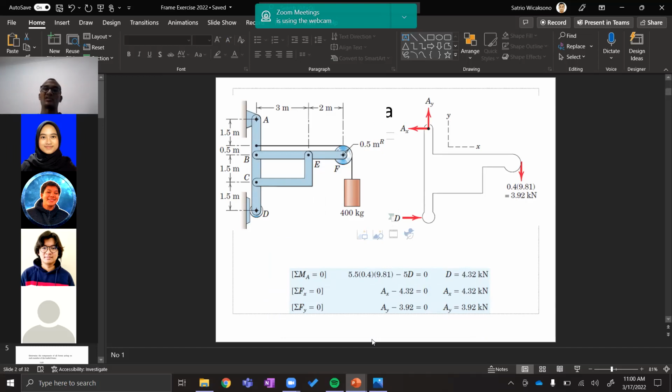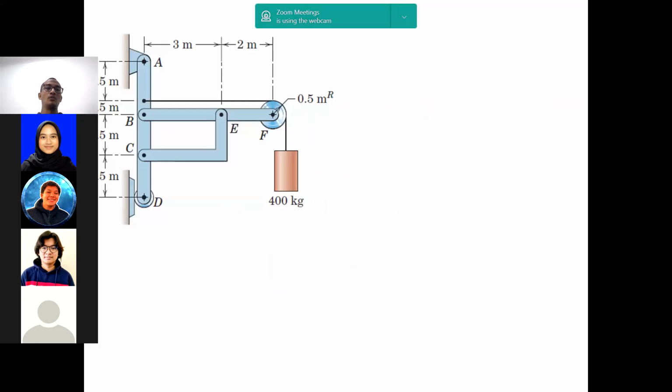This one is just like a short one. This one is actually not that hard, and I just want to check with you guys whether you understand the concept of two force member or not. If we take a look at this, can you find out the two force member?